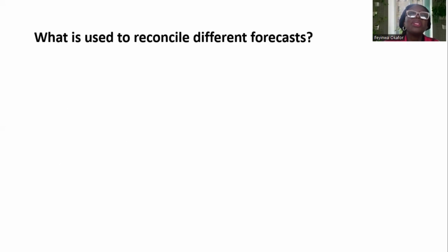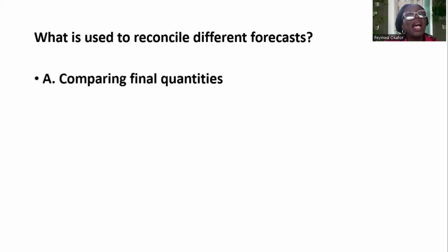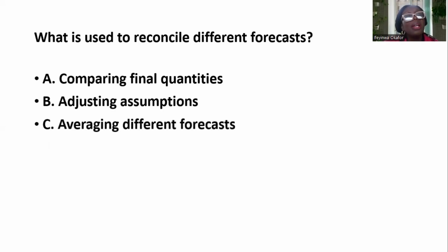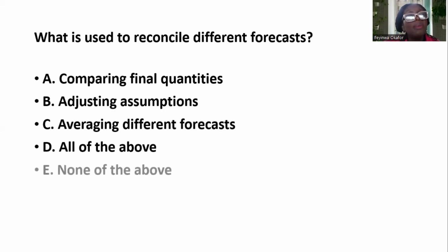What is used to reconcile different forecasts? We have comparing final quantities, adjusting assumptions, averaging different forecasts, all of the above, none of the above. And the answer is D, all of the above.